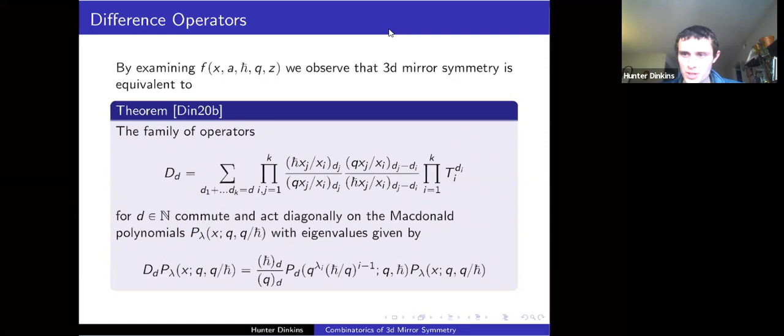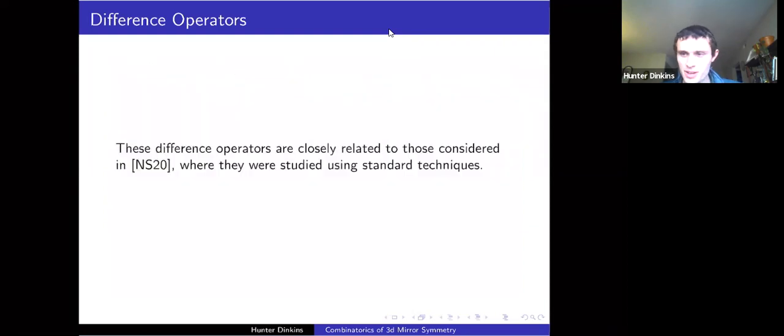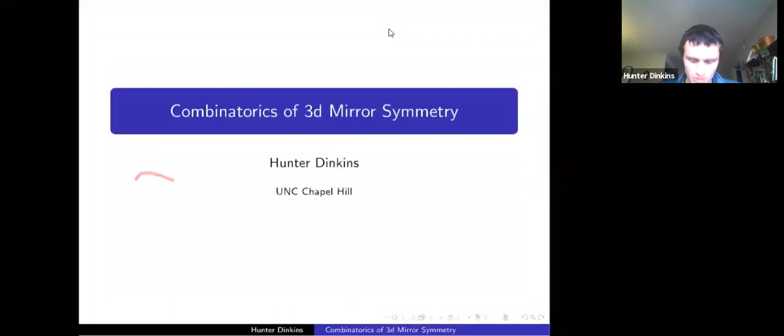Okay, so this is our wish list of what we were trying to do, the ideal situation of what should happen if this 3D mirror symmetry works out. And so now the question is, is it actually true? Does this family of difference operators really commute? Do they really act diagonally on Macdonald polynomials? And you can prove it using fairly standard techniques. Noumi and Shiraishi. Oops, I'm not sure what just happened.